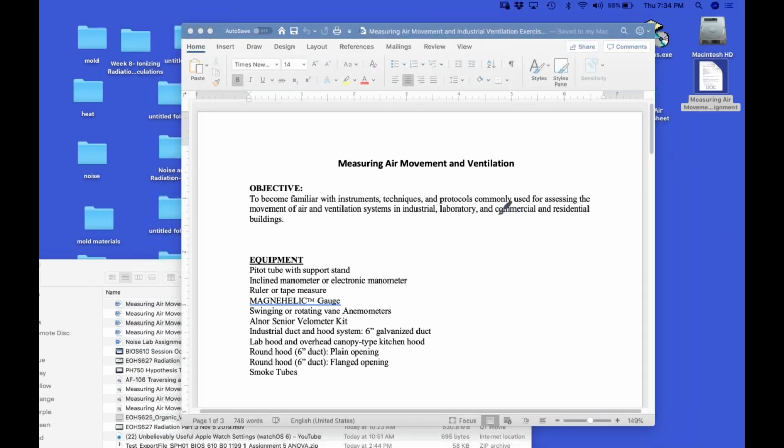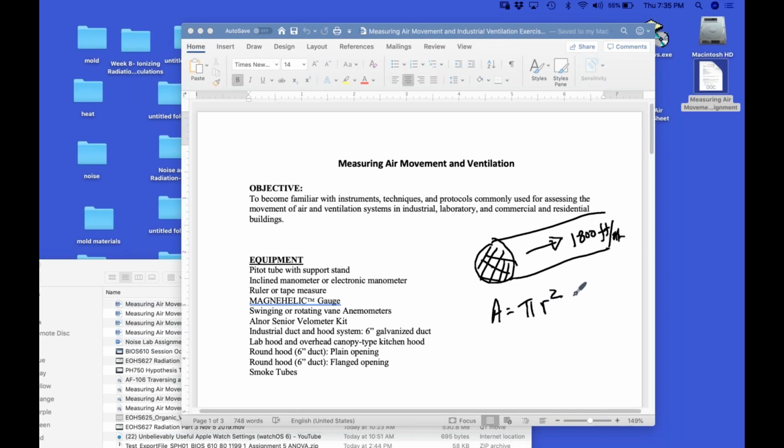Hey guys, look up for a second. Here is our ductwork. We determined that the velocity in the ductwork was 1,800 feet per minute. That's how fast it was moving. The cross-sectional area is the area of the face of the ductwork. That area is equal to pi times r squared, but it has to be in feet.